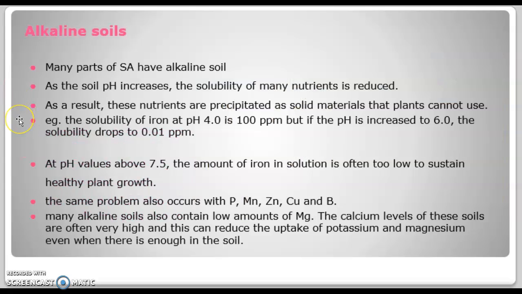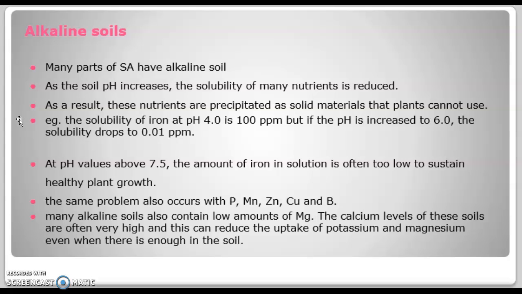And we get on to alkaline soil. Many parts of SA are quite alkaline. As pH increases, the solubility of many nutrients is reduced or compromised. Here you've got an example of iron. At a pH of 4, it's quite soluble, 100 parts per million. Once you bring the pH up by only 2, from pH 4 to pH 6, solubility drops considerably, from 100 parts per million down to 0.01 parts per million. So the availability of iron is reduced considerably.